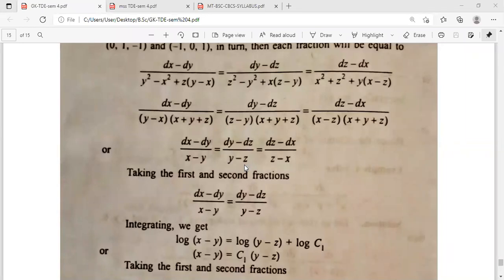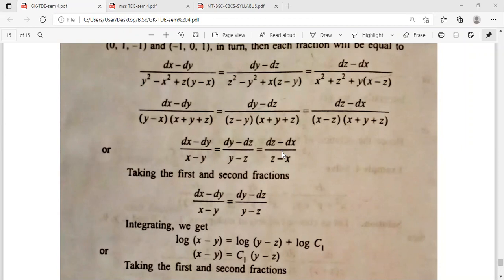Now you can take any pair. I have already told you there are three variables, so we get three different pairs. If you take first and second, or second and third, or third and first, whatever may be the way, you can get the solution because here they are easily integrable. If you take the denominator x minus y as some t, the numerator will become dt. dt by t is equal to log t, and here also you can write the same.